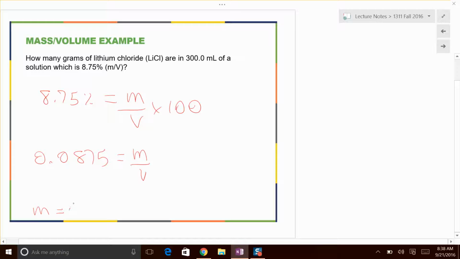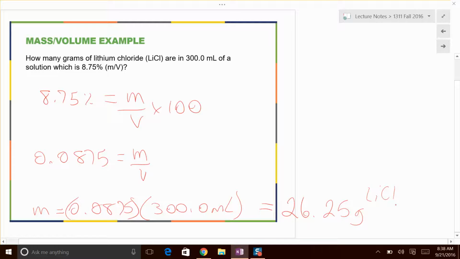Mass, right? So I'm going to multiply this number by the volume and it'll equal the mass. Mass equals 0.0875 times the volume of 300 milliliters. So what is my mass here? 26.25. So I have 26.25 grams of lithium chloride.